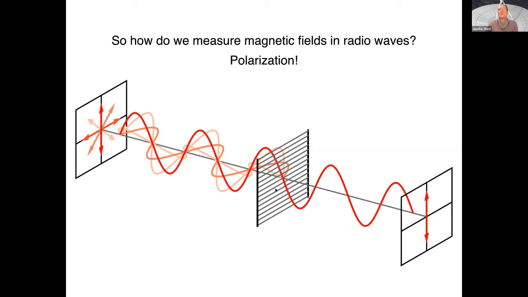And so we can use this principle on our radio telescope and observe only the polarized waves. And then we can actually measure the orientation of that wave when it hits our telescope. And how does this help us with the magnetic field?